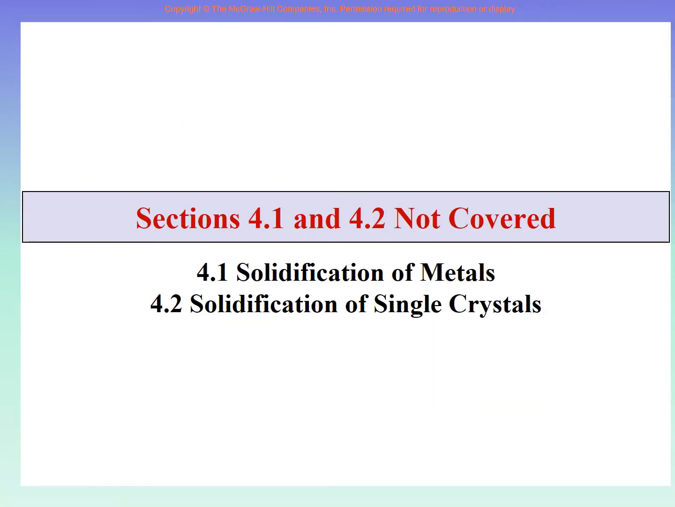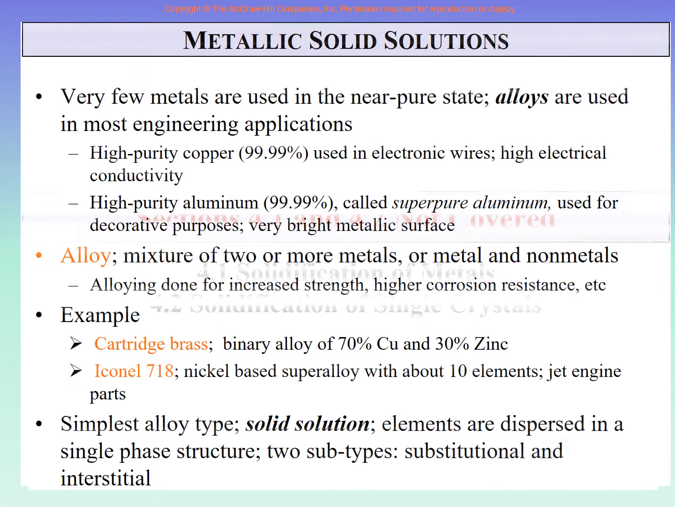I am still using the Smith and Hashemi chapter numbers. So in that book, sections 4.1 and 4.2 are solidification of metals and solidification of single crystals. These two are not included. We will directly go to 4.3, as you see, solidification of metal solutions, right? So we will talk of this and then we will start.